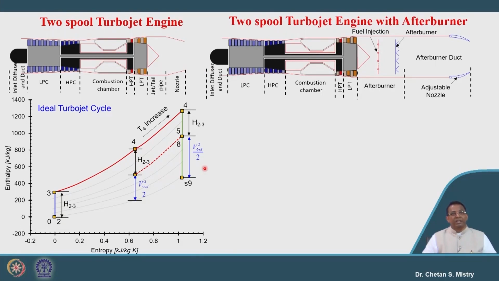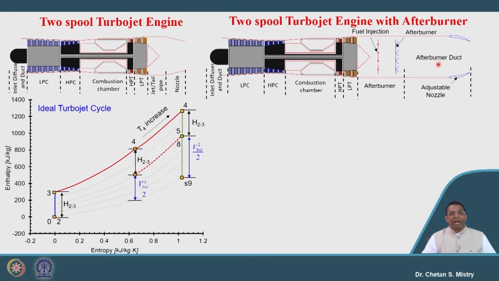Here in this case, this is my 2-spool turbojet engine with afterburner. Just look at the difference in terms of the construction. The exit coming out from my LP turbine goes to the tailpipe, and that is what is connected with the nozzle in the inoperative case of my afterburner. Here we have the afterburner placed after my LP turbine. Then we have our tailpipe, and this is my nozzle. So, the construction is different, you can see here.